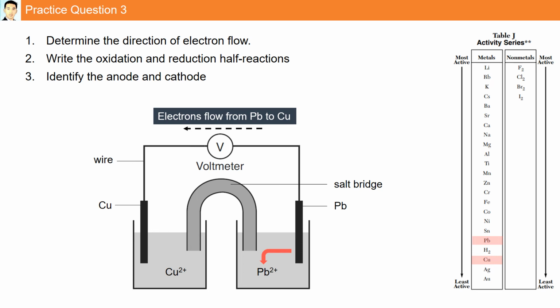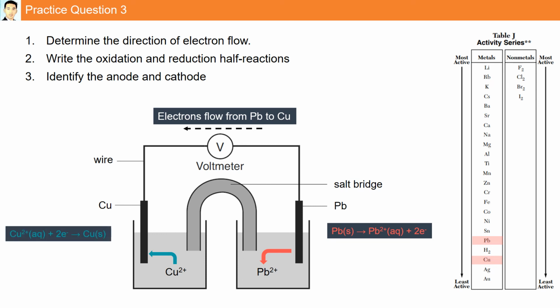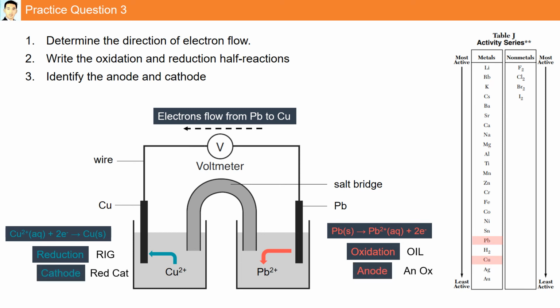In this case, we have Pb losing electrons to the copper and becoming Pb2+, becoming positive. Here, Pb solid is losing electrons to become Pb2+ aqueous plus 2 electrons. On the other side, we have the copper 2+ ions in the solution gaining electrons to become Cu solid. So we have Cu2+ aqueous plus 2 electrons to become Cu solid. From OIL RIG, we know that oxidation is loss of electrons, while reduction is gain of electrons. To identify the anode and the cathode, AN OX, the anode is where oxidation takes place, RED CAT, the cathode is where reduction takes place. VAN, in a voltaic cell, the anode is negative, while the cathode must be positive.